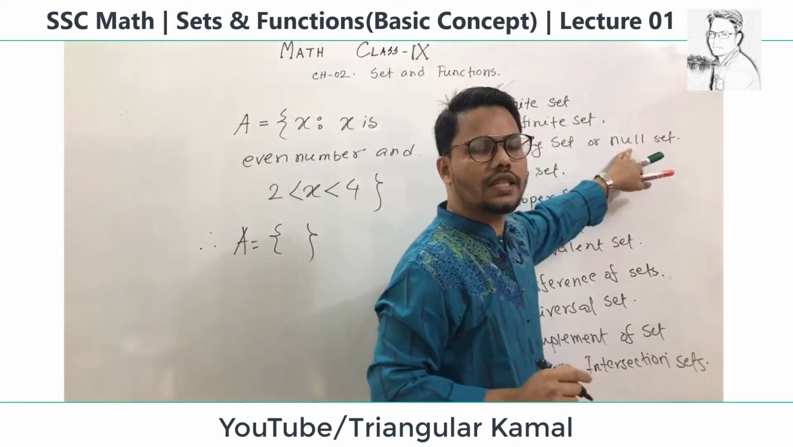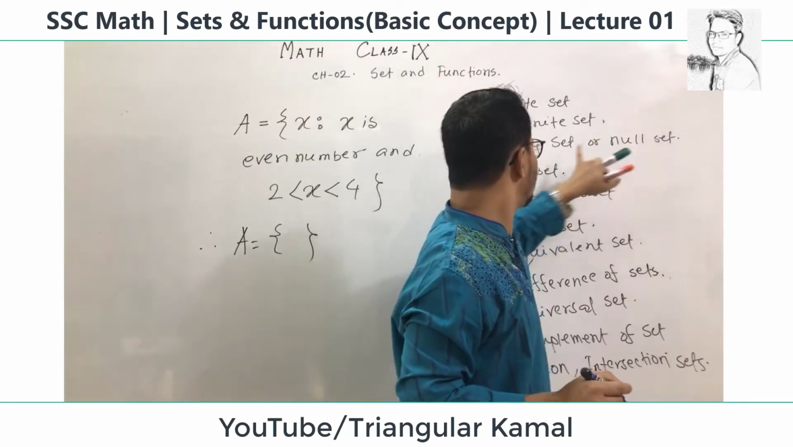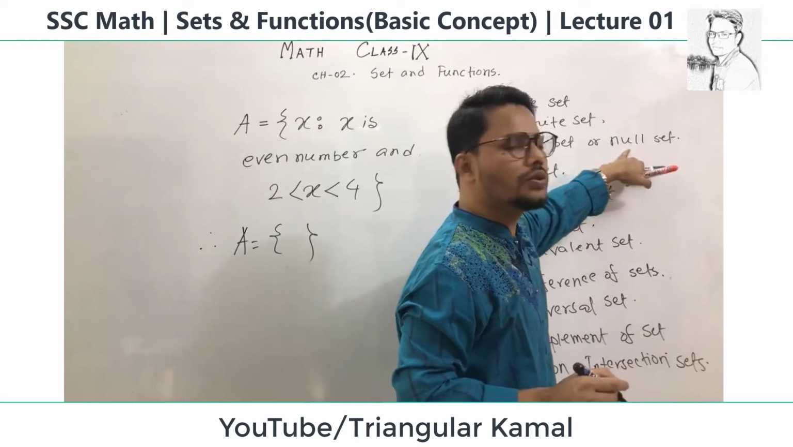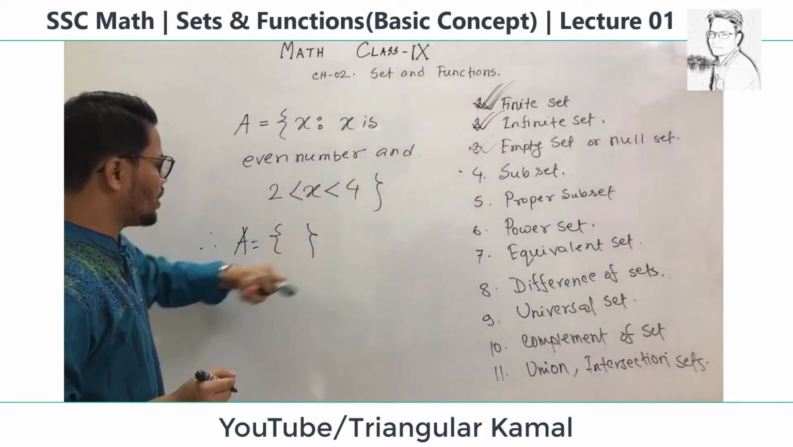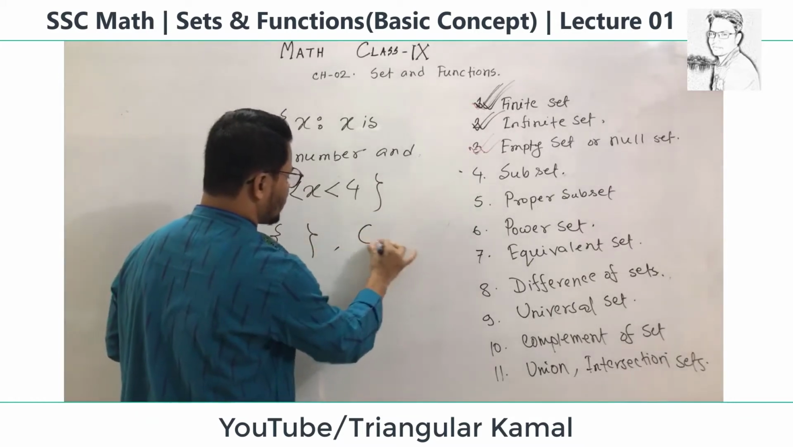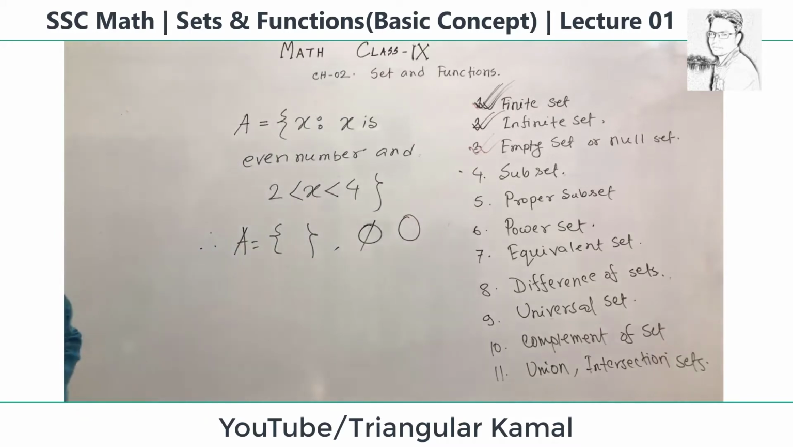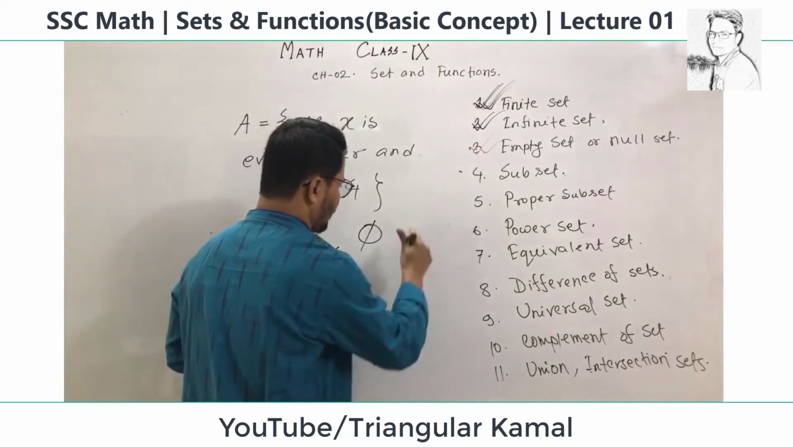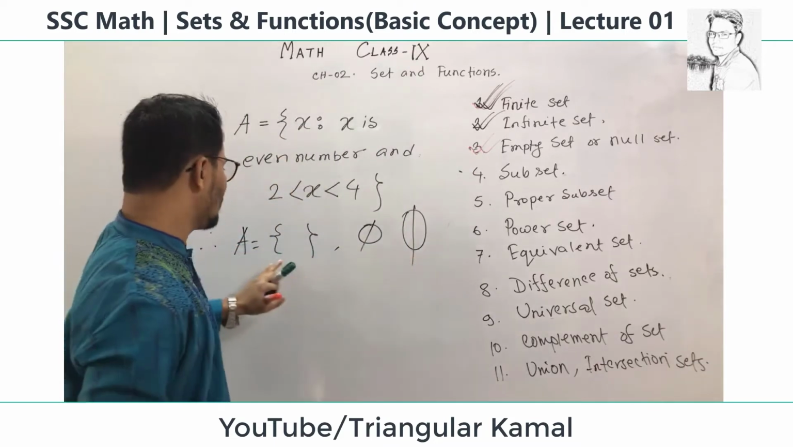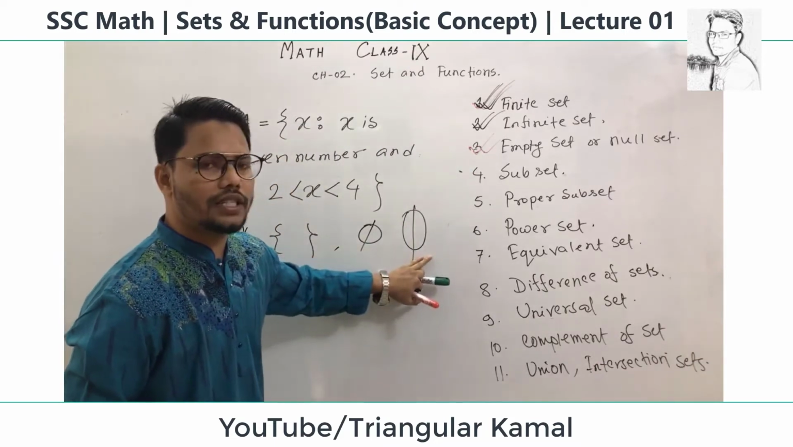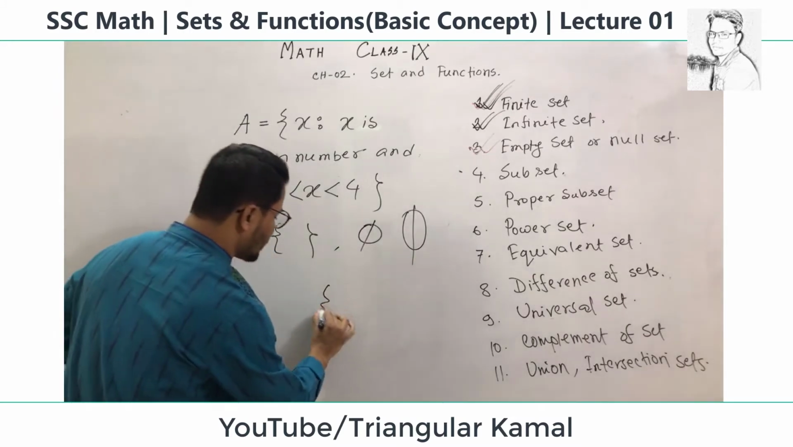Sometimes you can see a word equivalent to the empty set, which is the null set. The null set symbol is open and closed curly brackets, or you can write this symbol, or sometimes this one. These symbols are also the same. In a few books you can see these symbols, and they are the symbols of the empty set or the null set.